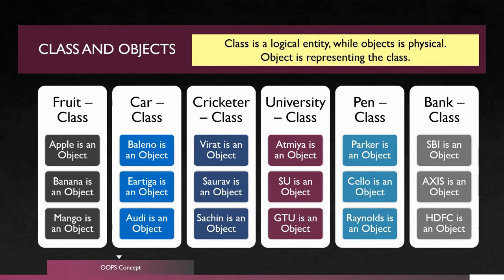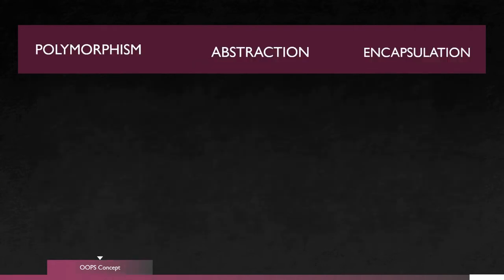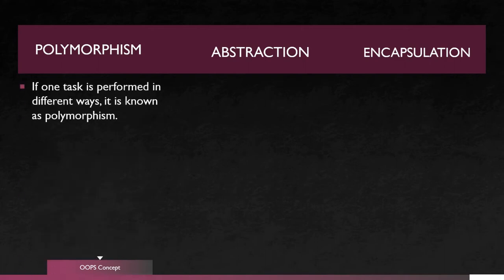Whenever you talk about the OOPS fundamentals, people mostly talk about polymorphism, abstraction, encapsulation, and inheritance. Then what are all these things? You can say polymorphism is what? If one task is performed in different ways, it is known as polymorphism. Poly is a Greek word. It means one name with different forms.